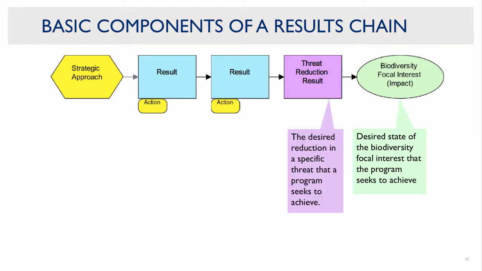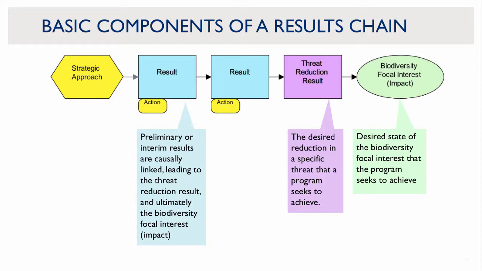The threat reduction result, contained within a purple box, is the desired reduction in a direct threat to the focal interests. The results, in blue boxes, are interim results needed to achieve the threat reduction result. These may also be referred to as outcomes.